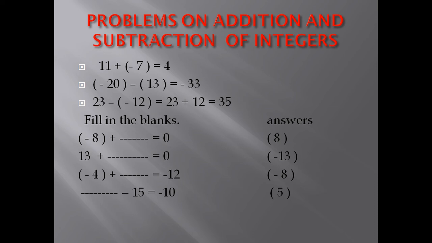Next is minus 20 minus 13. Both integers are negative. If both integers are negative, they are of the same sign, we have to add them. 20 plus 13 is 33. Because both are negative, the answer will be minus 33.